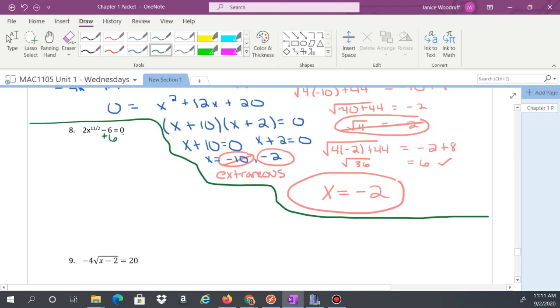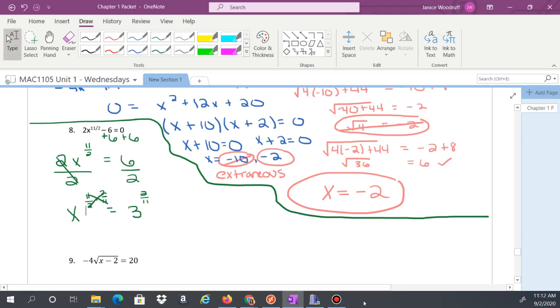Add 6 to both sides. That's going to give you 2x to the 11 over 2 equals 6. Divide by that 2 in front. So x to the 11 over 2 equals 3. Then you raise to the reciprocal power, so you're going to raise to the 2 over 11. I'm pretty sure you can leave it like that because this number is going to be crazy.